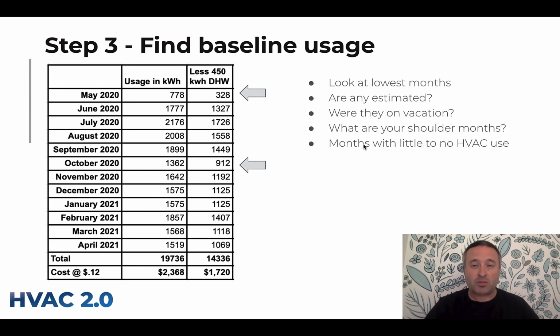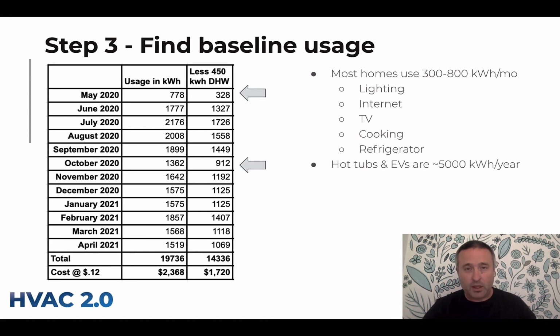So these are months with little to no HVAC usage. And so this is where you will figure out what they use just doing normal stuff around the house. So lights and internet and so forth. So that's a key thing to understand. Now, from experience, most homes use somewhere between 300 and 800 kilowatt hours per month. So that's for lighting, internet, the TV, cooking, refrigerator, all of the other stuff that gets used in the house.